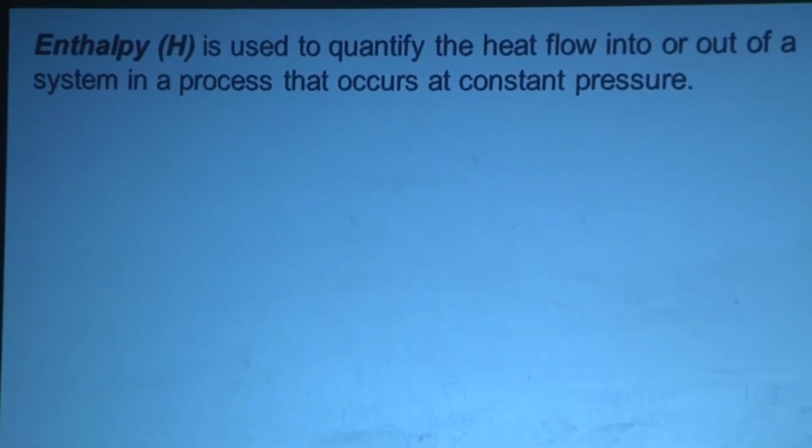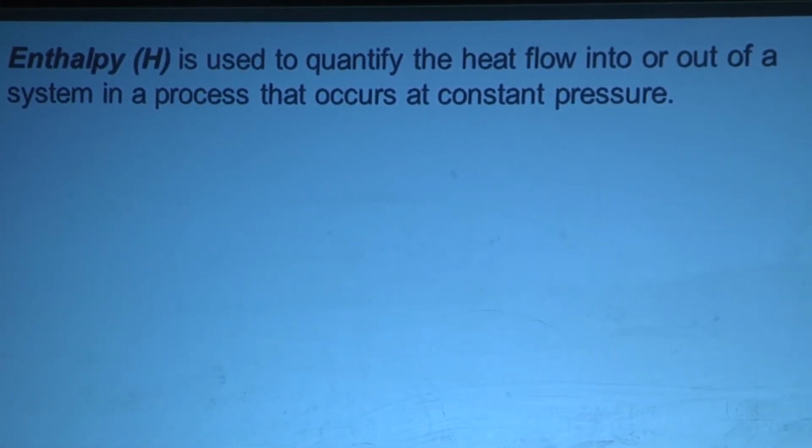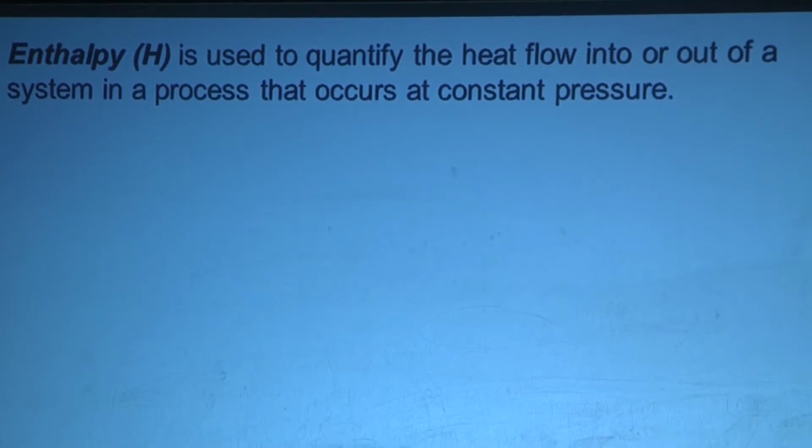We're going to introduce another term here. This term is called enthalpy. Enthalpy is abbreviated H, and enthalpy is used to quantify the heat flow into or out of a system in a process that occurs at constant pressure. One of the reasons why enthalpy is important is because a lot of the reactions done in chemistry, or in chemical engineering or in a factory, are done at constant pressure.